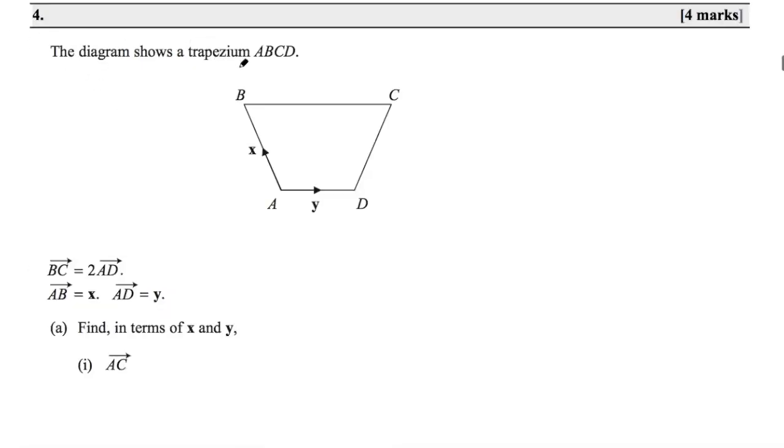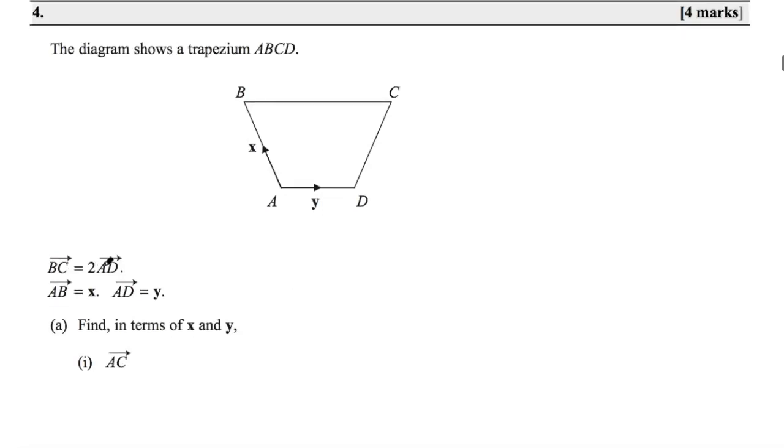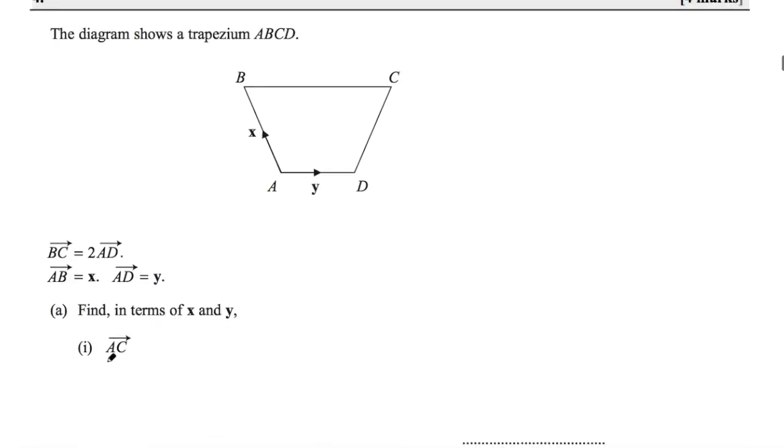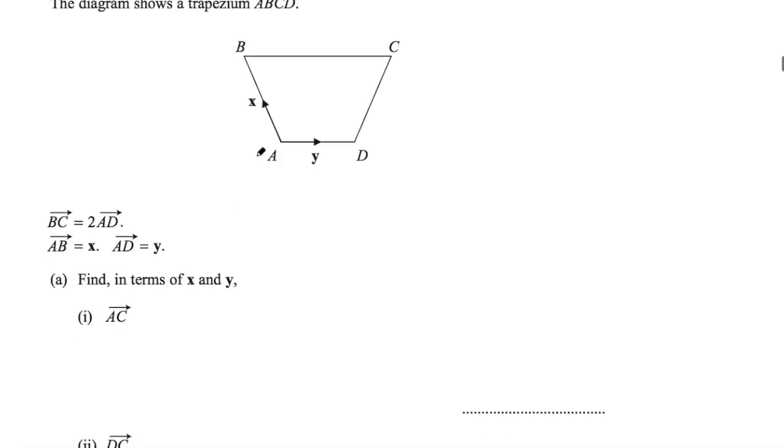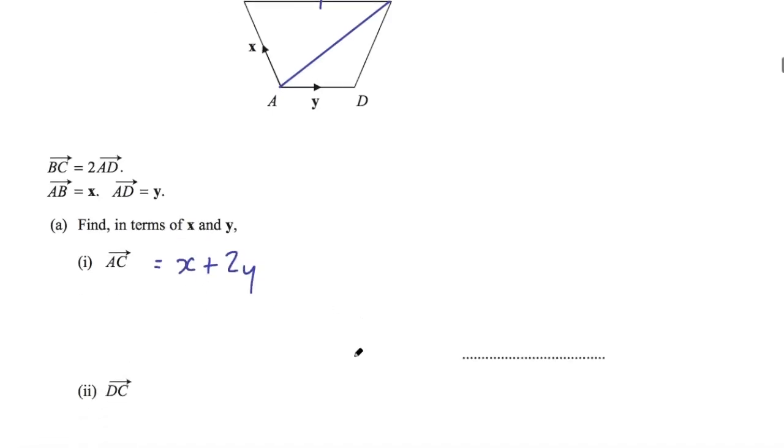Question 4 says the diagram shows a trapezium ABCD. The vector BC equals 2AD, the vector AB equals X, the vector AD equals Y. Find in terms of X and Y the vector AC. So the vector AC is here. And well, if BC equals 2AD, that means that equals 2Y. So AC is just going to be X plus 2Y.